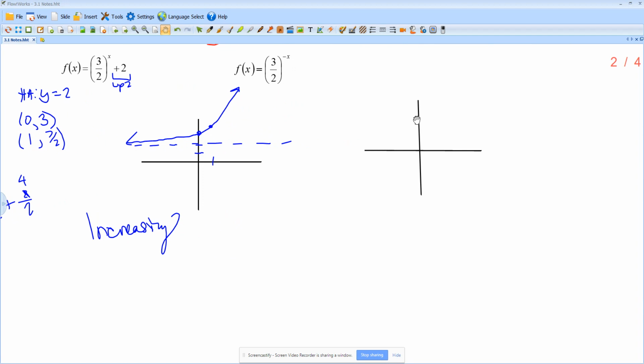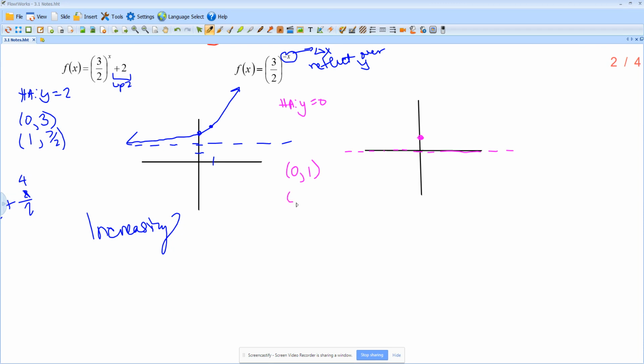Last, we have 3 halves to the negative x. So this negative x, I'm changing my x value, which means I'm reflecting over the y-axis. So if we think about a reflection over the y-axis, it's not going to change our horizontal asymptote. And we can still, if we wanted to, substitute in points to this. If I were to substitute in 0, I'd have 3 halves to the 0, which is 1 still.